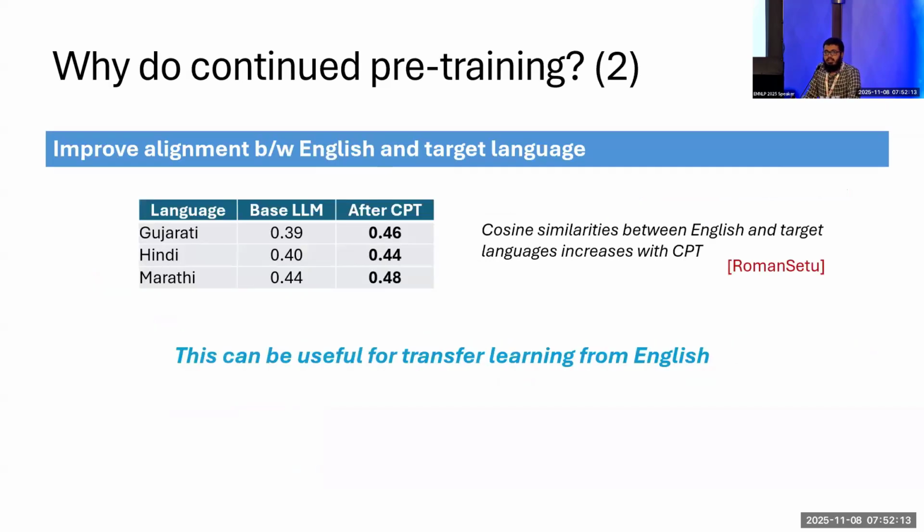And another reason is that you want to improve the alignment between English and your target language. As we've previously heard, a lot of knowledge is present in English. And if you're able to somehow crack this game of cross-lingual transfer, that will result in your model performing better in your target language. Just a dummy example: the cosine similarities between English and target languages increase as you continue pre-training. So yeah, this can be useful for transfer learning from English.